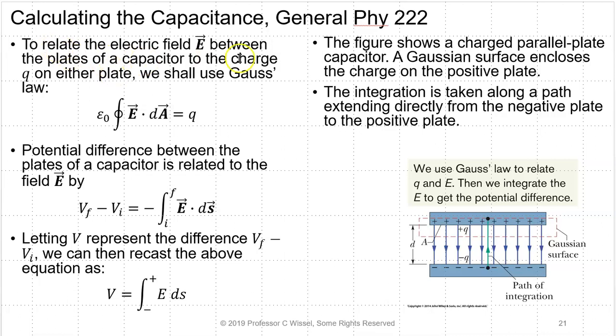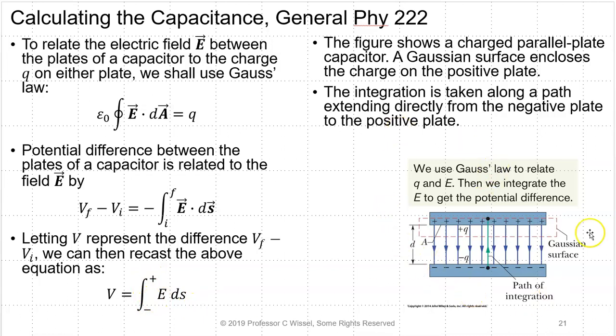To relate the electric field E between the plates of a capacitor to the charge Q on either plate, we shall use Gauss's law: epsilon naught times the integral of E dot dA equals Q. The potential difference between the plates of a capacitor is related to the field E by V_f minus V_i equals minus the integral from the initial to the final of E dot ds. We're going to let V represent the difference V_f minus V_i, and then we can recast the above equation as V equals the integral from the negative to the positive plate of E dot ds.